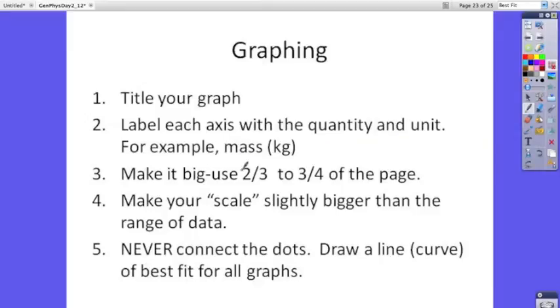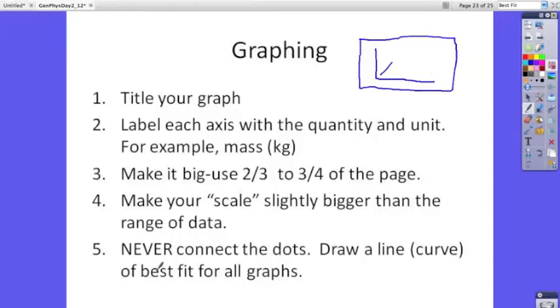The graph should be big, two-thirds to three-quarters of a page. If I have a graph, this is my paper, and I make my graph big, but all of my data is right here, that is not a big graph.